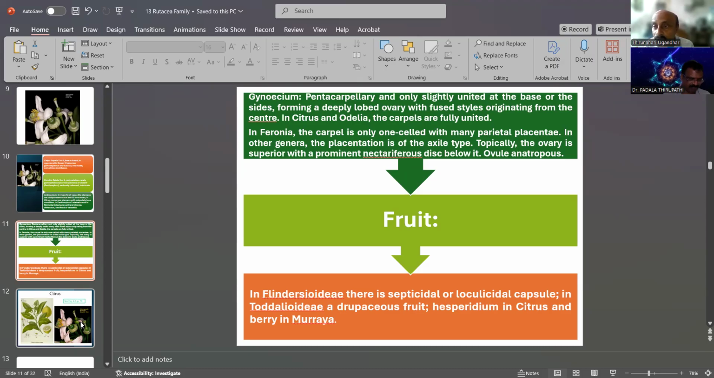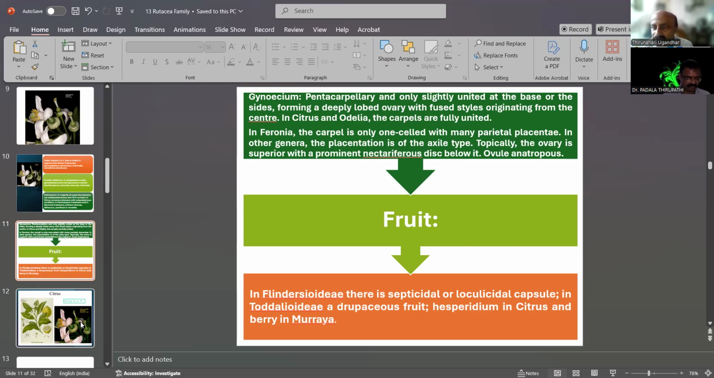Inside the gynoecium is the ovary part. After fertilization, the ovary becomes the fruit. There is a septicidal or loculicidal capsule in some families, and a drupaceous fruit. A hesperidium in citrus and a berry in Murraya. The hesperidium is seen in citrus lemon, citrus orange and citrus medica. All of these fruits are hesperidium fruits.